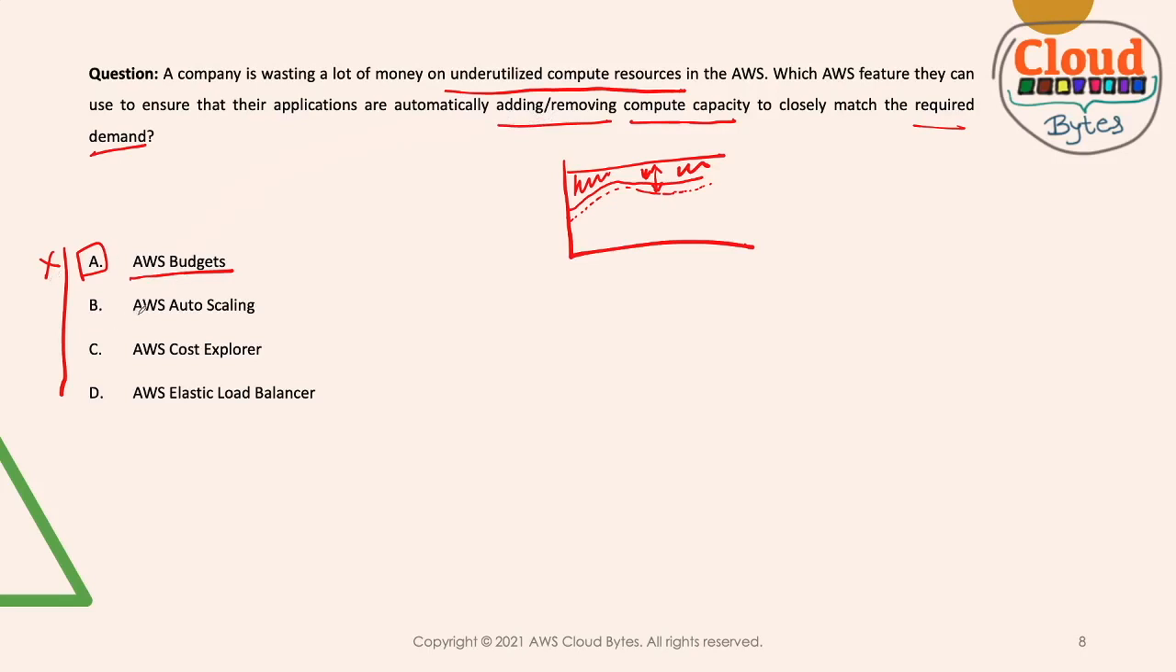Now, the second one is AWS Auto Scaling. What does Auto Scaling bring to the table? Auto Scaling is something that adds or removes compute based on your usage. So if you look at this graph over here, it adds compute basically if this is your actual consumption, and this is what you're adding based on your actual.